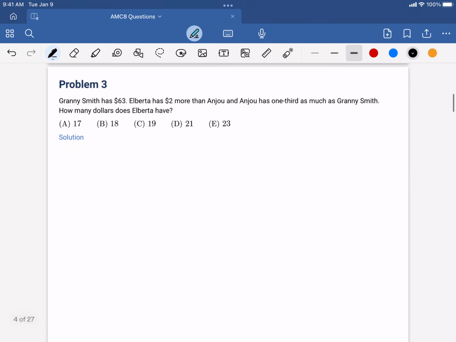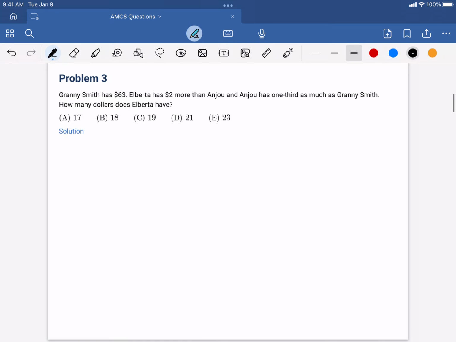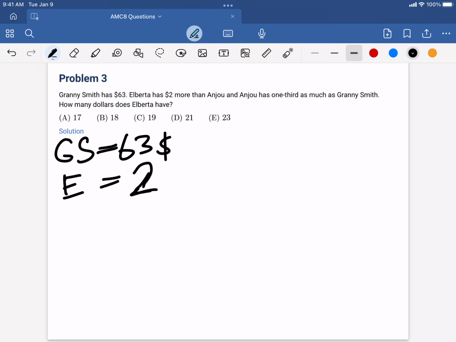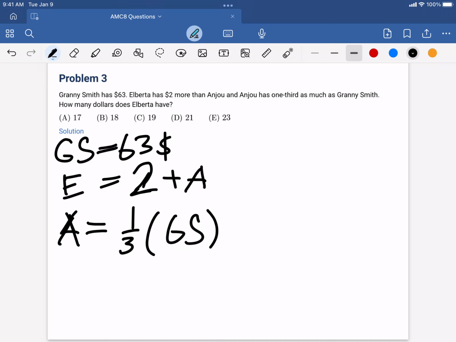Let's move on. Problem 3. Granny Smith has $63. Alberta has two more dollars than Anjou, and Anjou has 1/3 as many as Granny Smith. How many dollars does Alberta have?